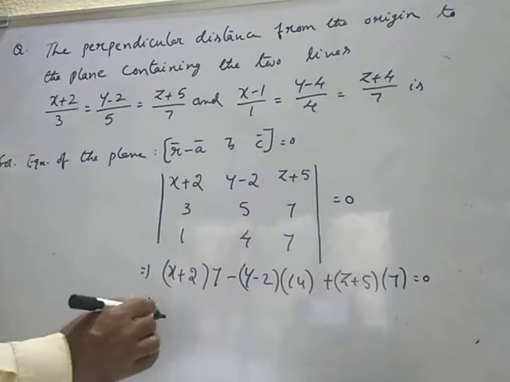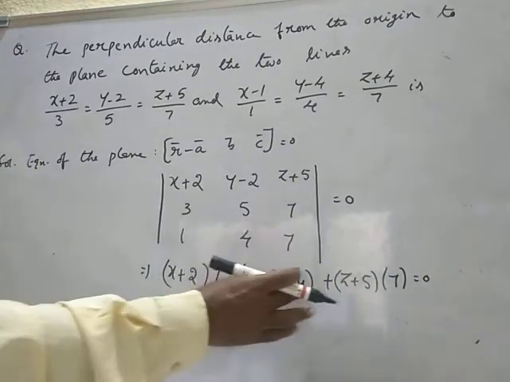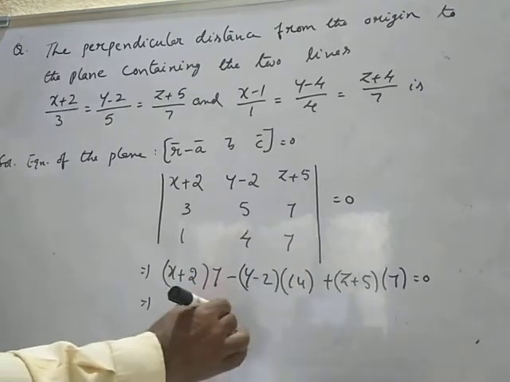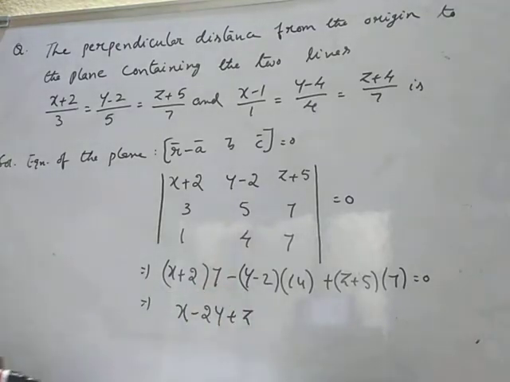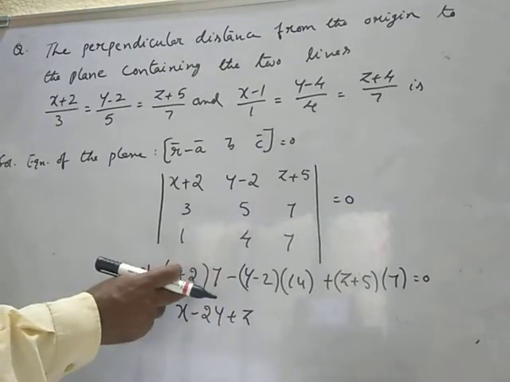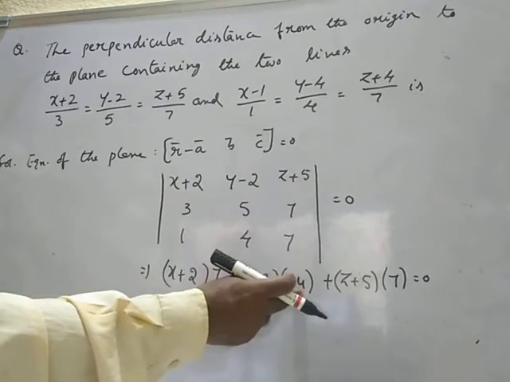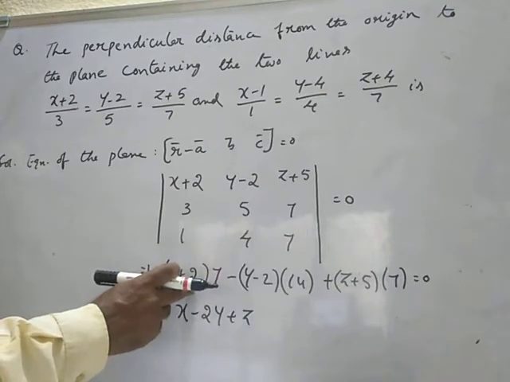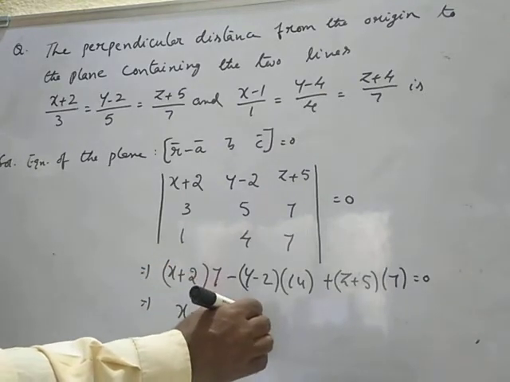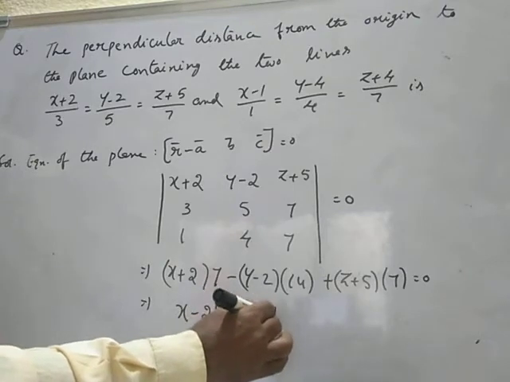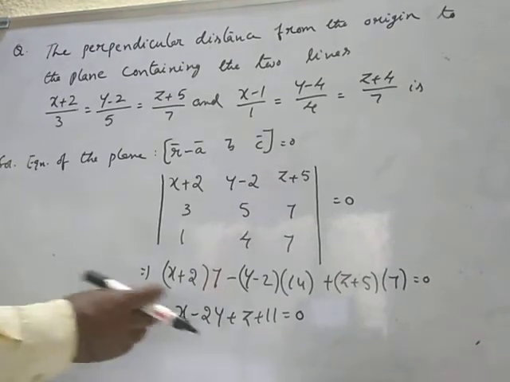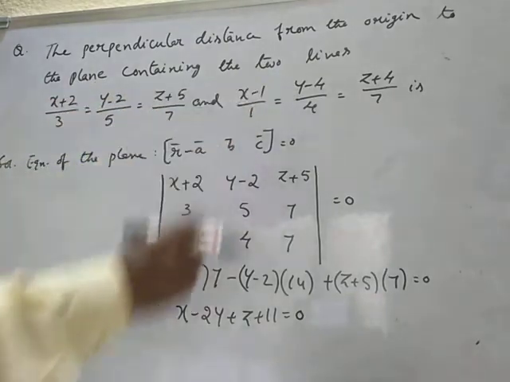After cancelling 7 we get x minus 2y plus z. Here 2 is there, 2 is there, 2 2s are 4 plus 2, 6 plus 5, 11 plus 11 equal to 0. This is the equation of the plane containing the given two lines.